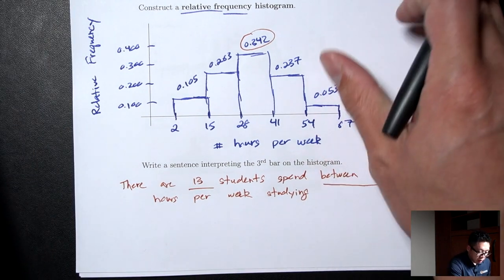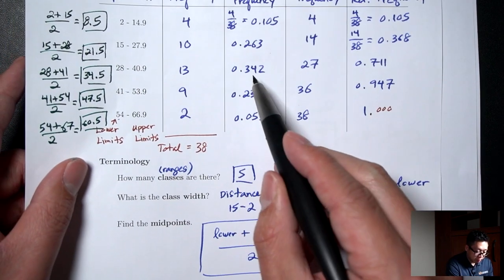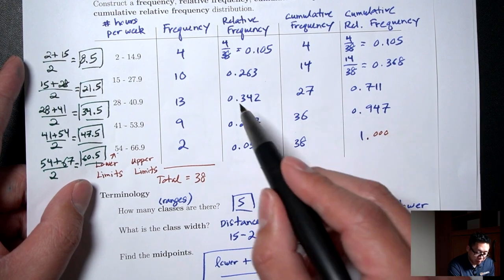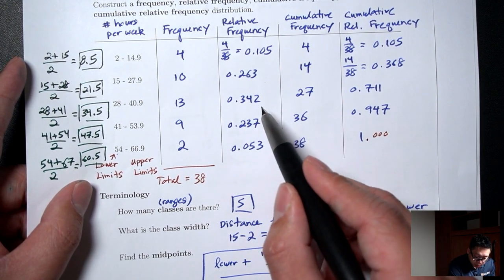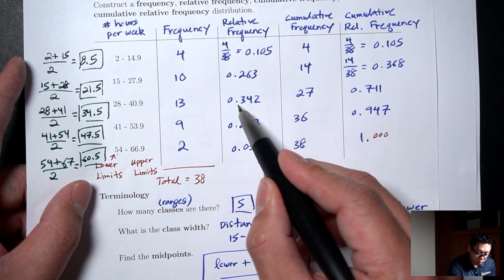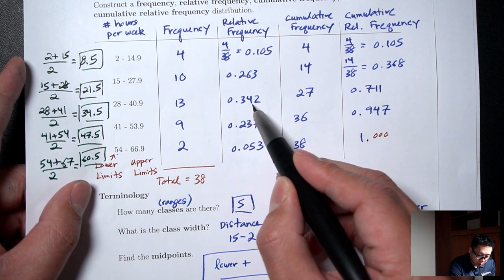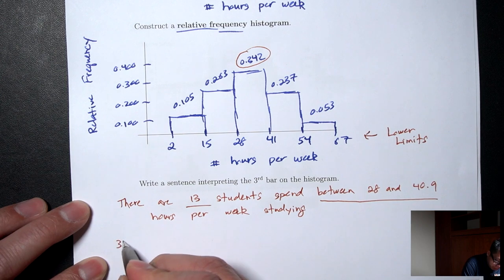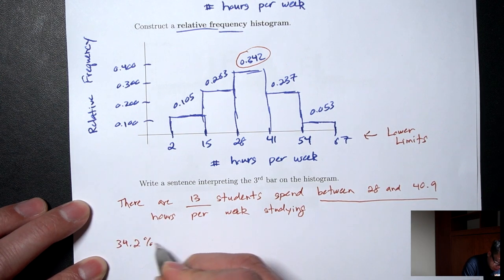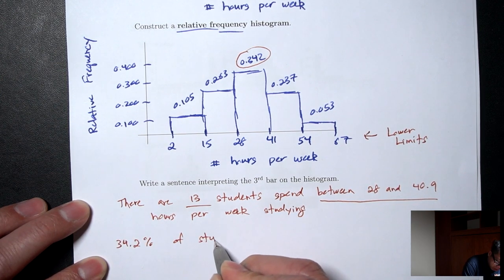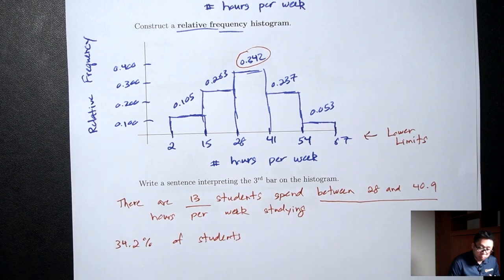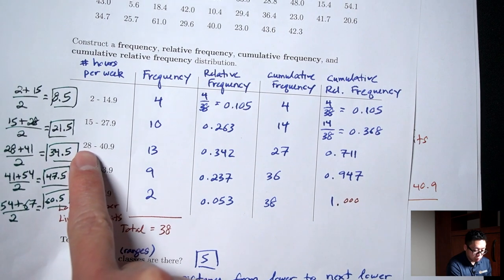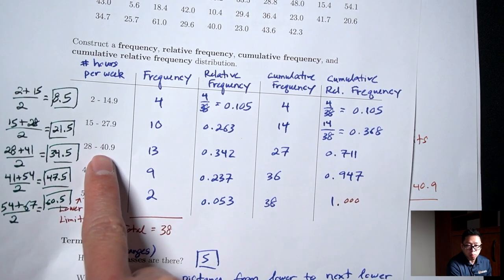Now, the 0.342, which is right here. Anytime we're interpreting a relative frequency, I want you to convert it to a percent. So multiply by 100, which is the same thing as moving the decimal point 2 to the right. So 2 to the right, it'll be 34.2. So 34.2% of students. And what's special about these 34.2% of students? They spend between 28 and 40.9 hours per week studying.